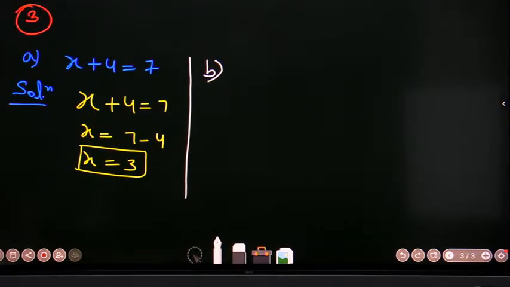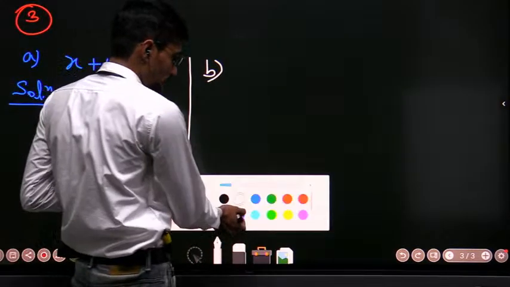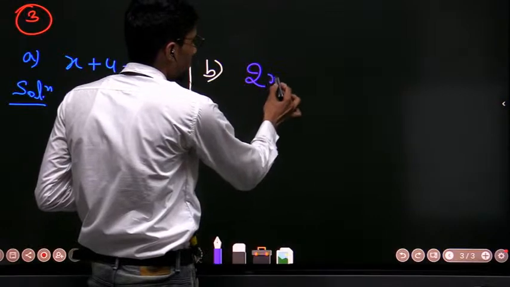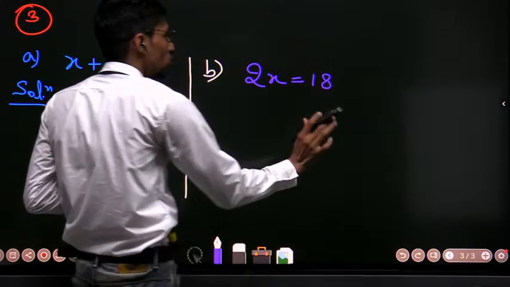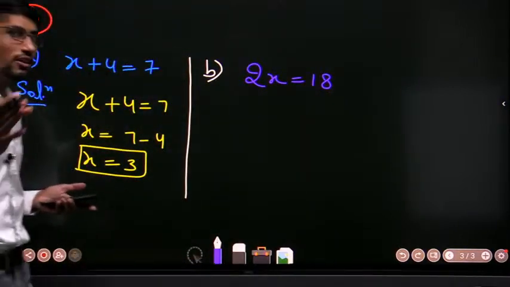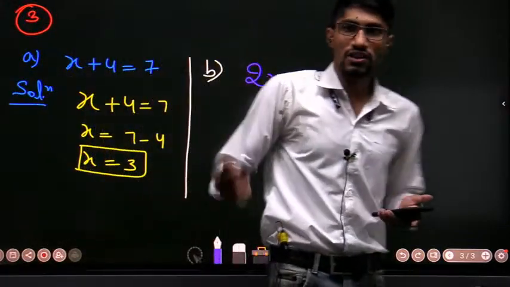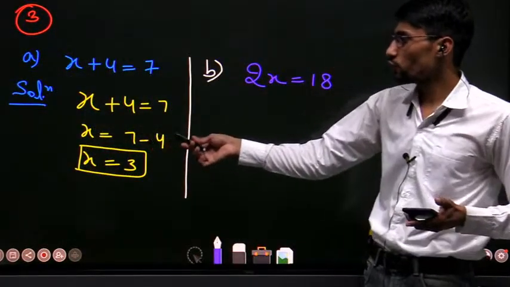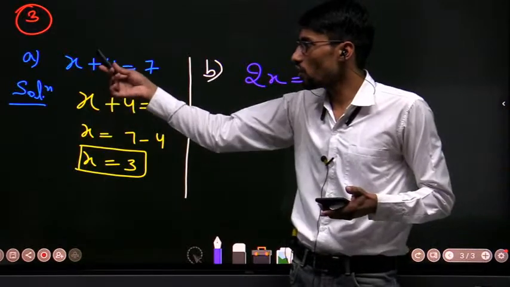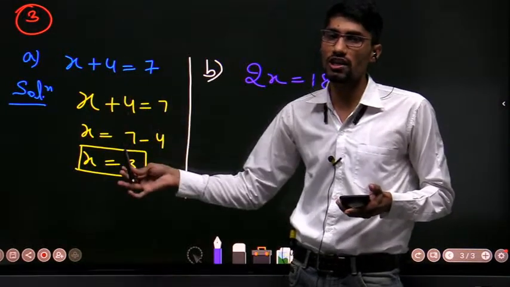Now the second question is 2x equals 18. I think all of you know this one now. Sir, why do you write minus 4 there? Listen, this method is the systematic method to solve a linear equation.